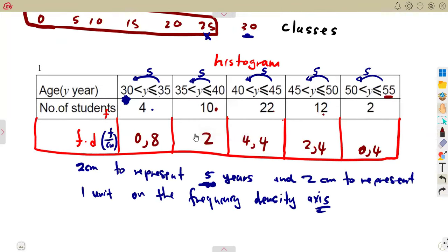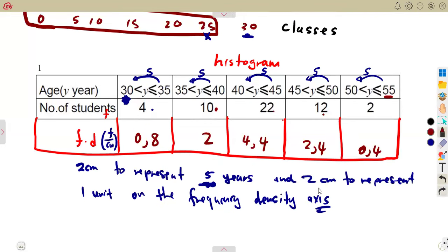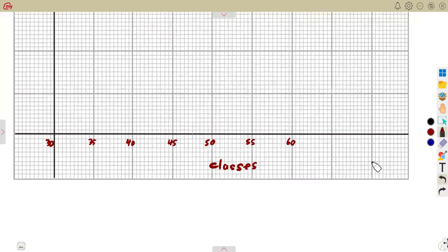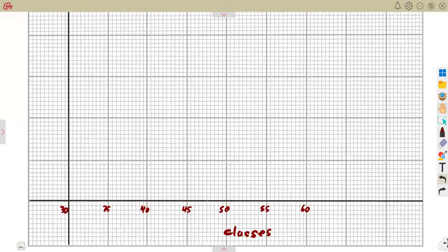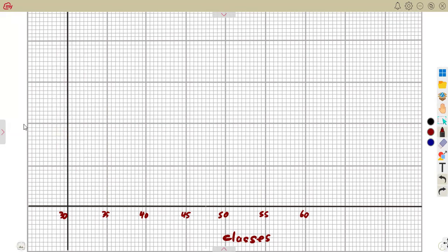The frequency density, we can see our numbers, guys, they are very small. So we can start at 0 going up. 2 centimeters represent what? 1 unit on the frequency density axis. So this is the vertical axis they are talking about. So on the vertical axis, your y-axis is the one that represents the frequency density. That is the axis there for the frequency density.